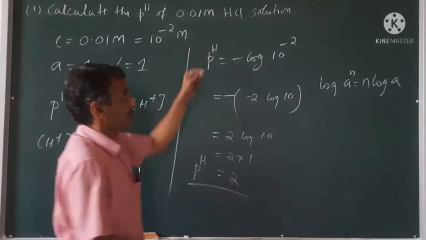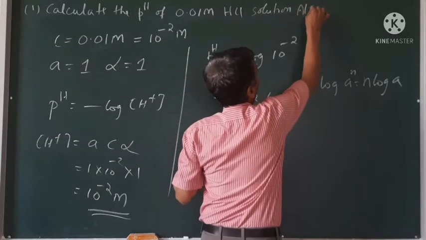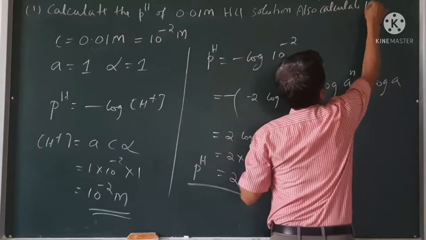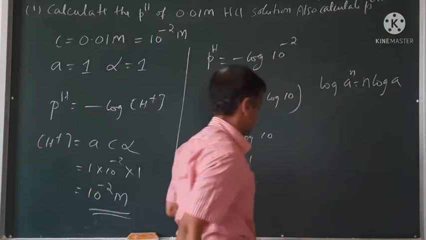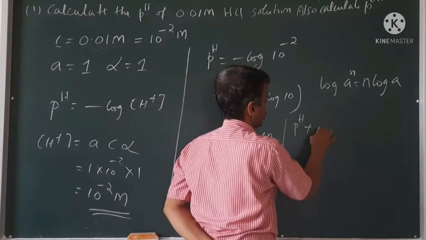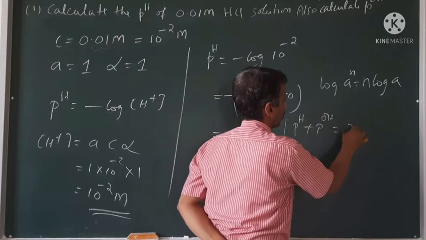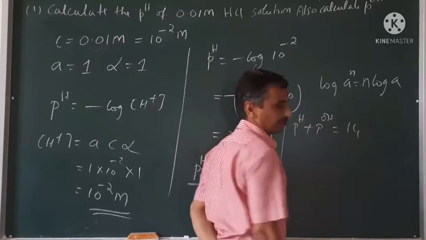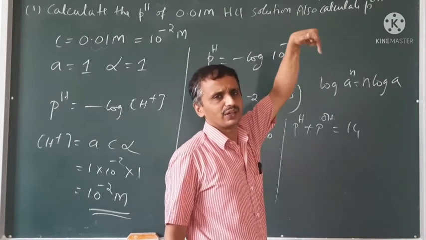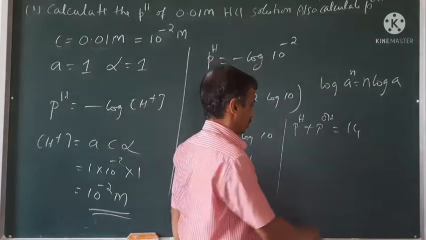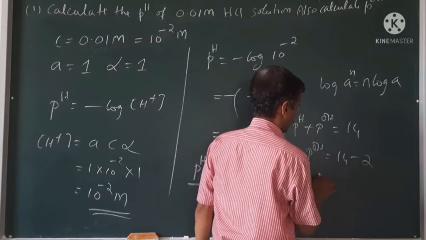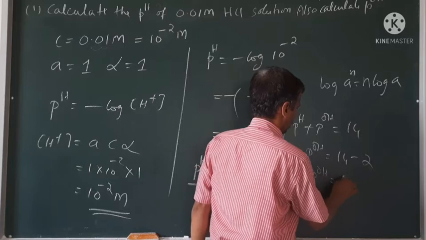Now, in this only, let us also calculate pOH. Use the formula pH plus pOH is equal to 14 at 25 degrees Celsius. You will be mentioning the temperature there, at 25 degrees Celsius or 298 Kelvin. So pOH is equal to 14 minus 2, which is equal to 12.